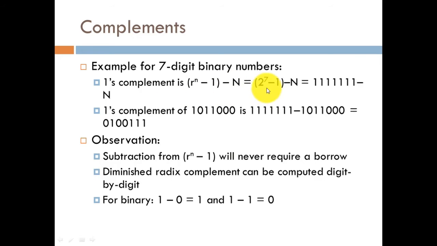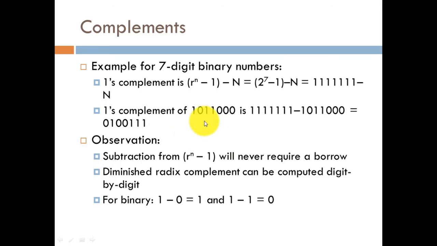Here also we will have 2 to the power 7 minus 1 minus N. When we evaluate 2 to the power 7 minus 1, we are left with 1 1 1 1 1 1 1. So basically we are left with 7 ones in a row. You could say that for the number of digits for which we need to calculate the R minus 1's complement, or 1's complement, we need to subtract our number from that many 1's. That is, we have a contiguous stream of 7 ones, and we need to subtract our number from this stream of 1's.